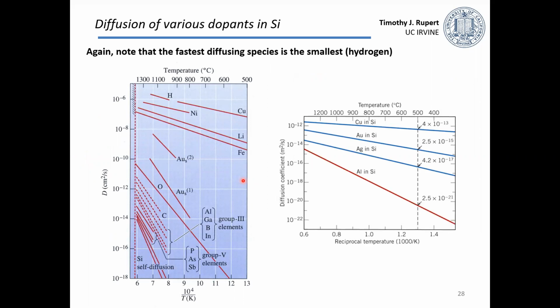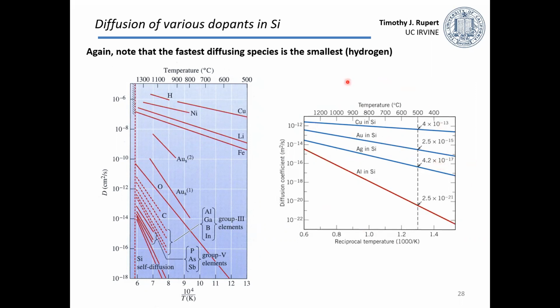What I'm showing here are some different dopants in silicon. Again, this is very important for microelectronics and things like that. Generally what's happening is as the atoms are smaller and smaller, the diffusion happens faster. A good example is you can see that hydrogen ends up having the fastest diffusion. So the smallest possible option is the one that diffuses fastest through the material.